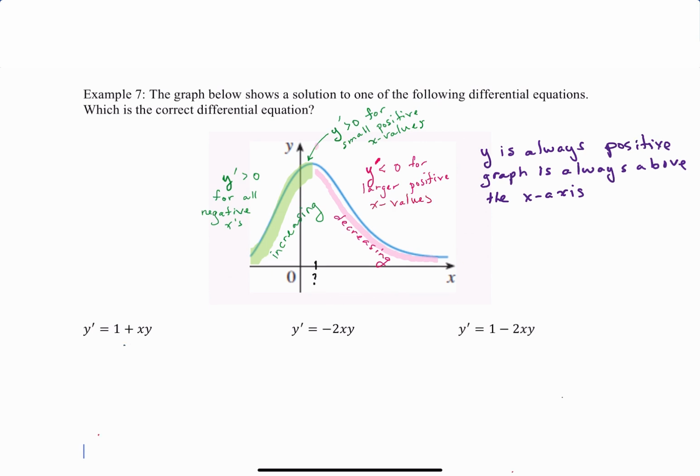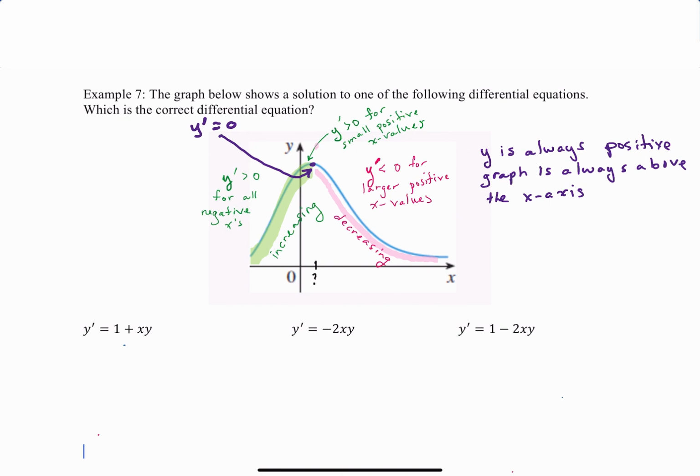One other thing that might be helpful to notice is that there's one dot here where we have a horizontal tangent, meaning we have a zero derivative. Right there at that one spot. What I'm going to do now is go through each of the differential equations and try to find a reason to eliminate it. So I'm going to use a process of elimination.